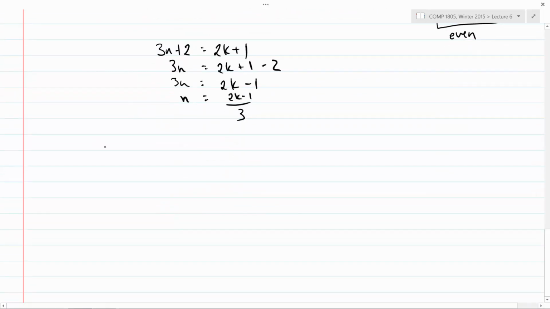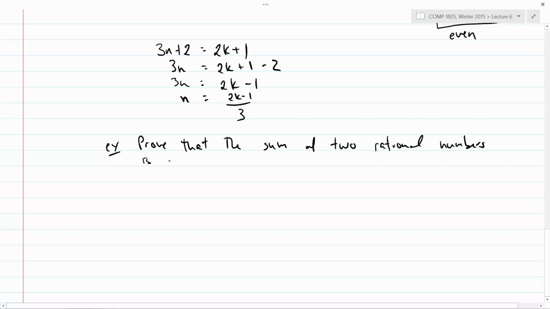All right, let's do another example of an indirect proof. And this is a case where you do in fact get stuck. I want to prove that the sum of two rational numbers is rational.